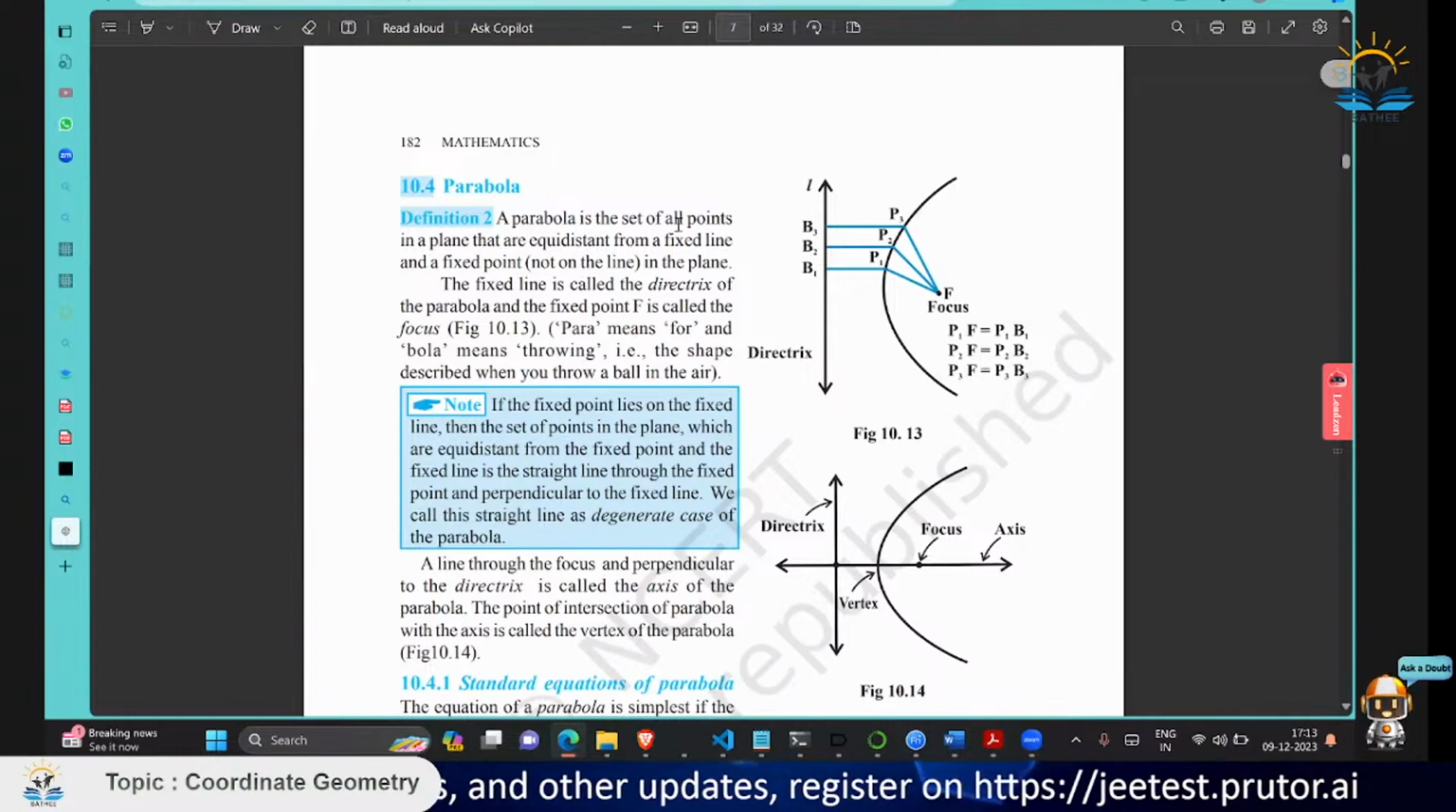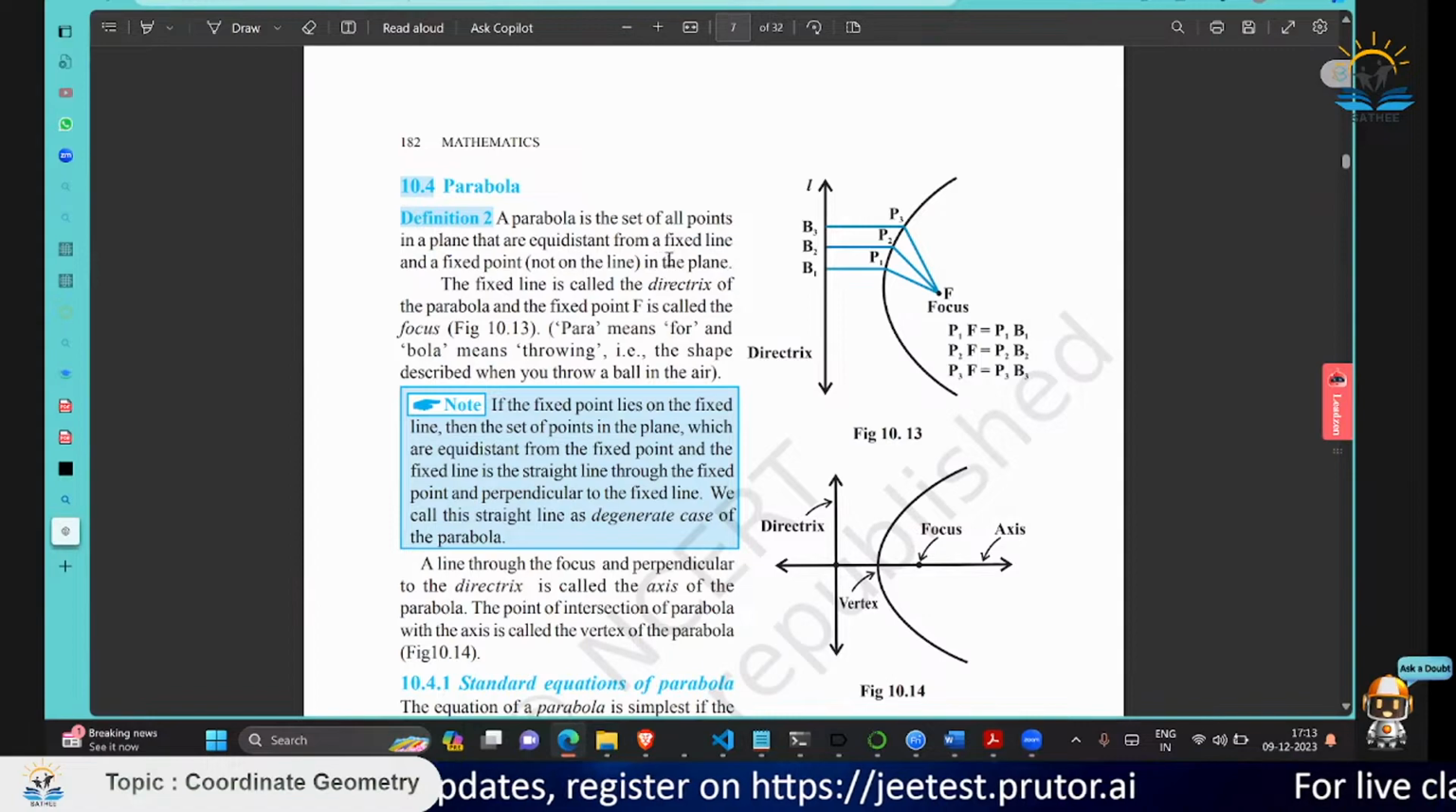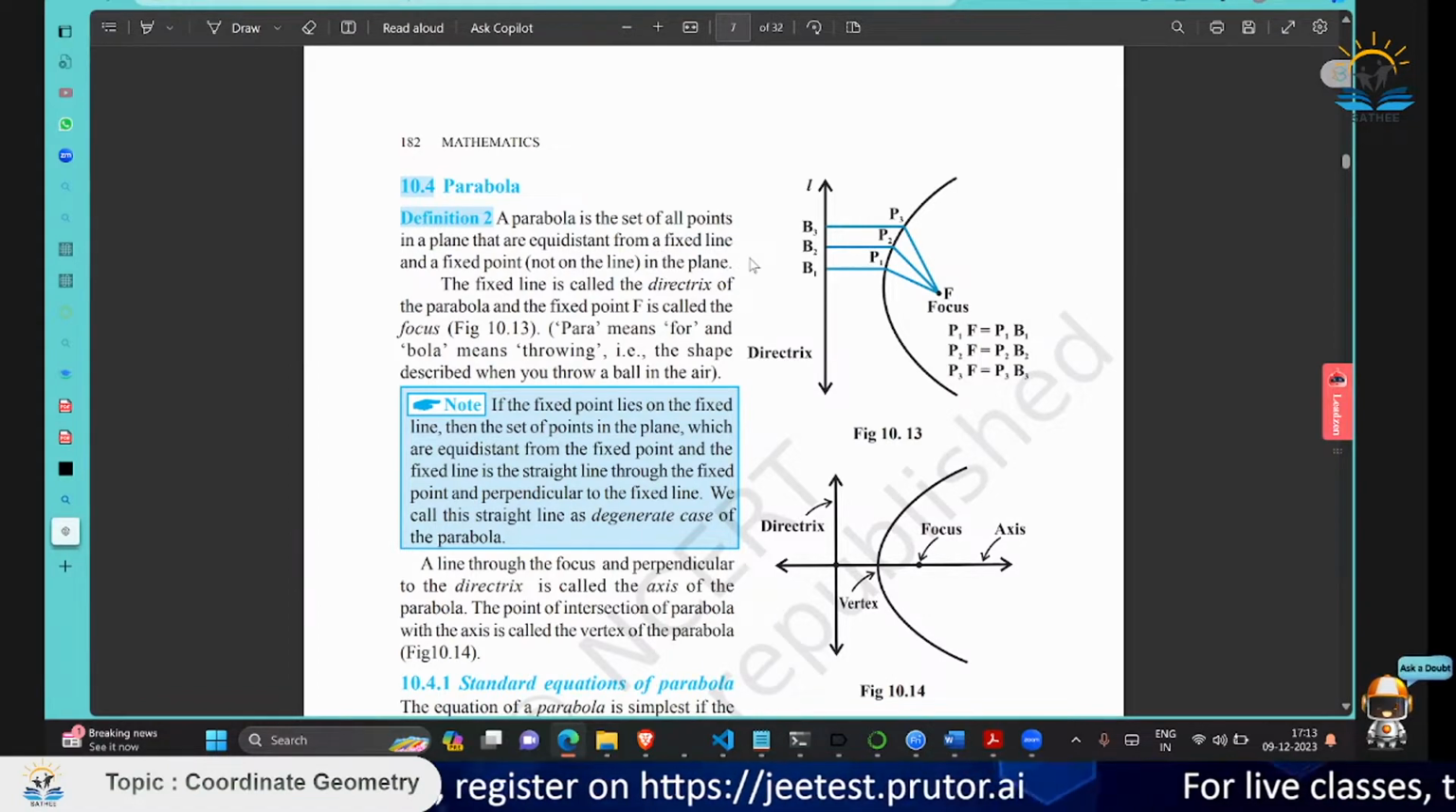A parabola is a set of all points in a plane that are equidistant from a fixed line and a fixed point, which is not on the line in the plane.